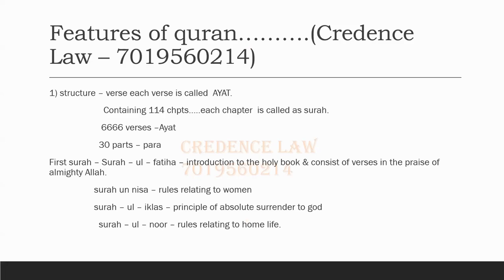Now, speaking of the structure of the Quran, how the Quran is structured. First, the Quran is in verse form. A verse is called ayat. Each verse is called ayat, and the Quran contains 114 chapters. Each chapter, in Urdu, we call it surah. 114 surahs, and it has 6,666 ayats, and it is divided into 30 paras. It is in parts, chapters, and verses. Parts are called para, verses are called ayat, chapters are called surah.